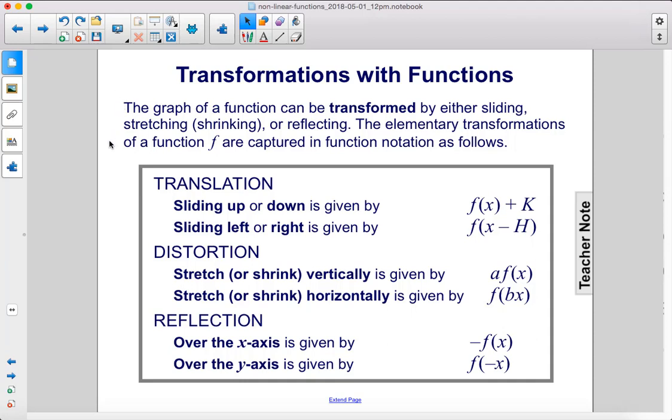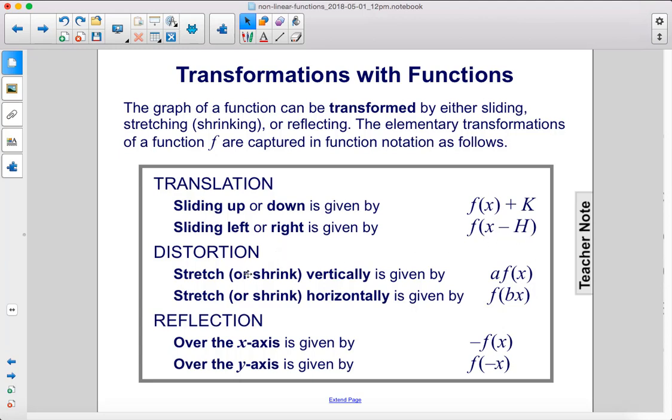The graph of a function can be transformed by either sliding, stretching, shrinking, or reflecting. The elementary transformations of a function f are captured in function notation as follows. Translation. Sliding up or down is given by f of x plus k. Sliding left or right is given by f of x minus h.